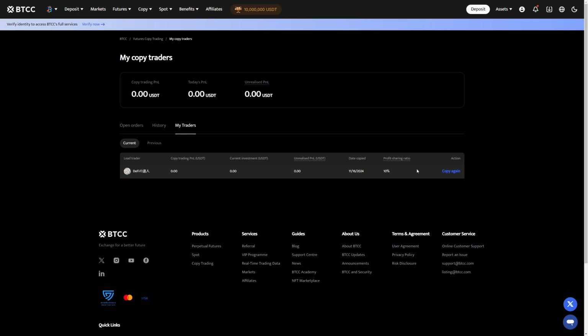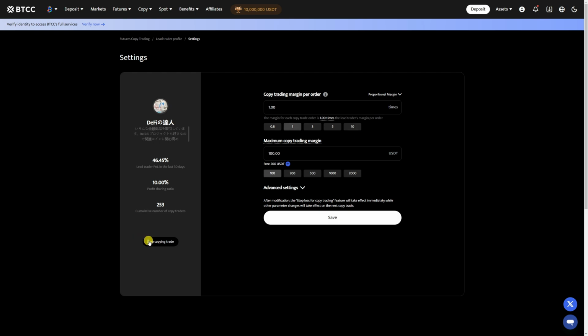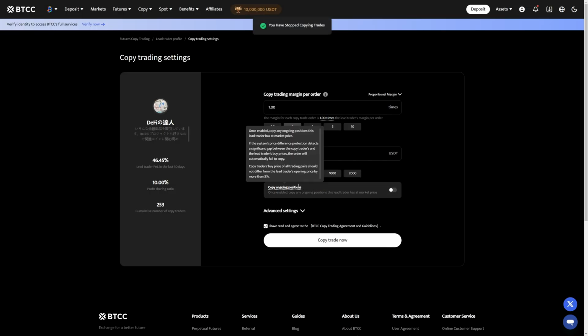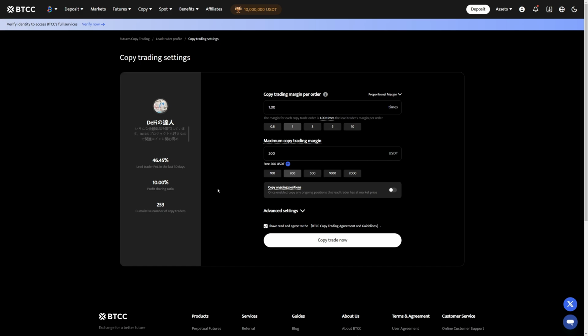Now, if you want to stop copy trading him, you can go back to his profile. The right hand, it says copy again. We click on this. And now on the left hand side, we can say stop copying the trade. Additionally, if you want to add margin, you can also, for example, put it to 200, click on save, and this will modify the changes. But in this case, I now want to stop the copy trade on the left side. Click on stop, confirm, and that's it. We have now successfully set up a copy trade. We have now successfully edited a copy trade and canceled a copy trade.